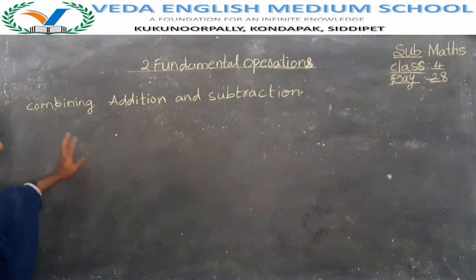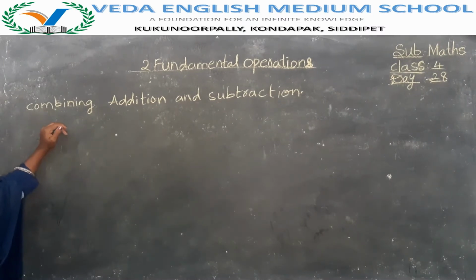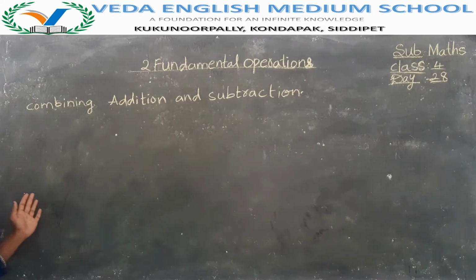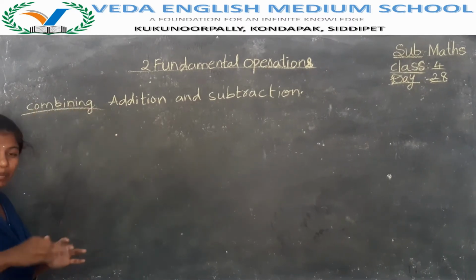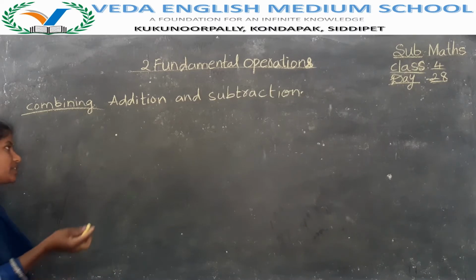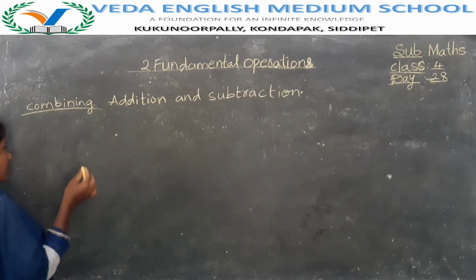What is meant by combining addition and subtraction? Until now we learned addition separately and subtraction separately, right? Combining means we have to join the two. We have to mix the two. How to do the two together? For example, how to do that type of problems.